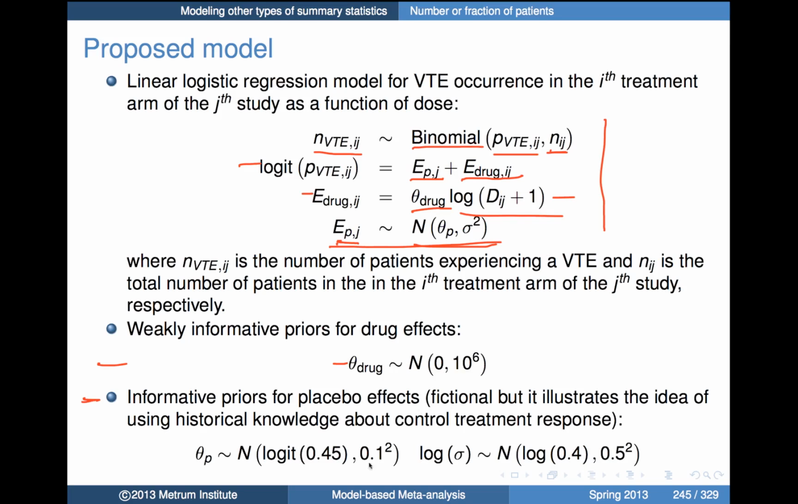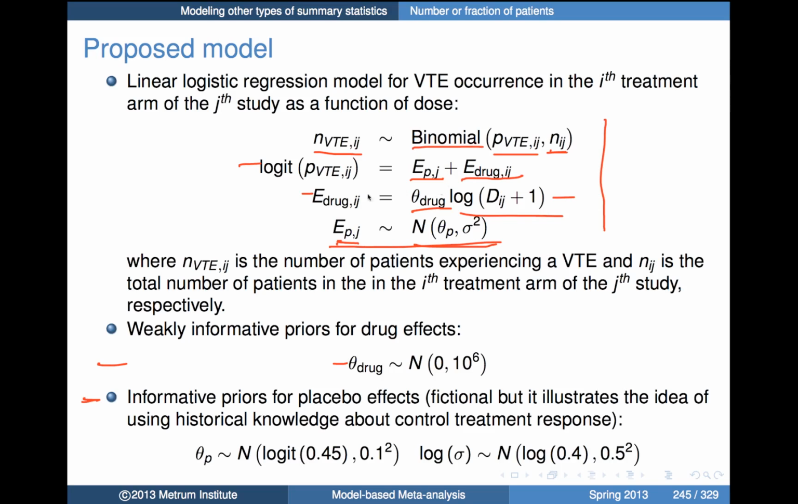As I say here, it's completely fictional, but it illustrates the idea of maybe using historical knowledge about control treatment response. You probably could go back to earlier trials that were done before there was an established use of things like enoxaparin or other anticoagulants for this problem, and construct from that some historical information about the placebo response and then incorporate that into this. In this case, I didn't make that effort. This was purely contrived, but it illustrates how one might incorporate prior information that still reflects your uncertainty in that information, and how it applies to a modern context.